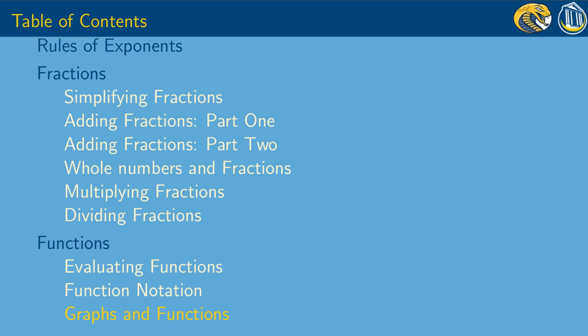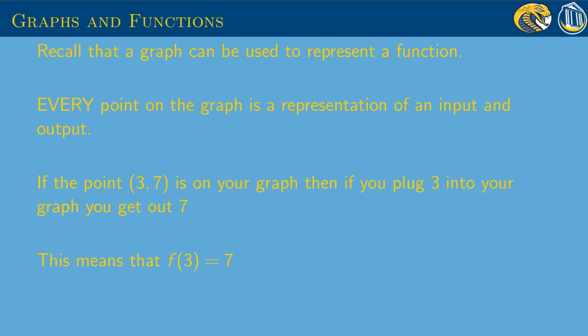Finally, let's look at some graphs and functions. Recall that a graph can be used to represent a function. Specifically, every point on a graph is a representation of an input and an output. And if we plot the outputs for every single input, we put an infinite number of dots on this graph, we will get the line that represents the function.